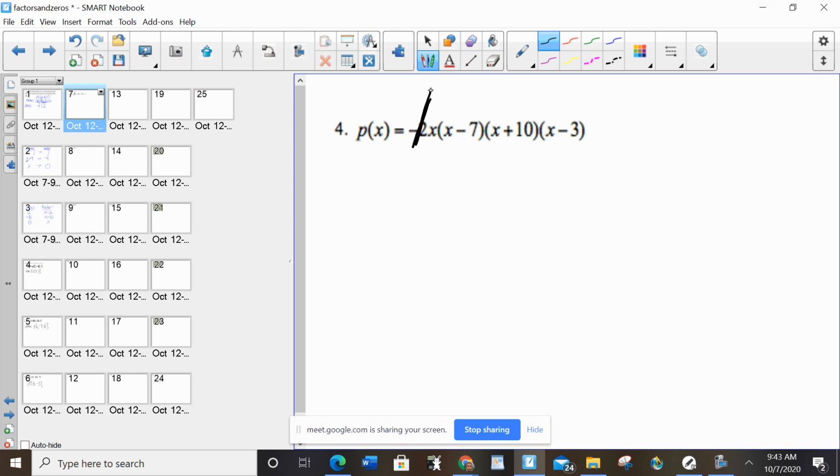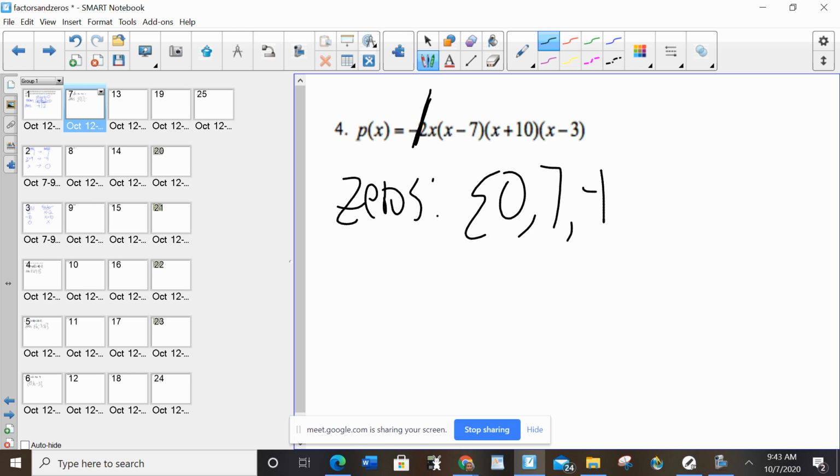So my zeros would be, for the x, 0. For x minus 7 would be 7. For x plus 10 would be -10. For x minus 3 would be 3.